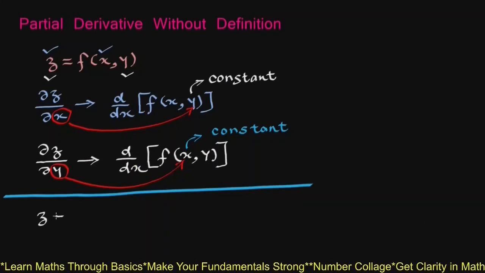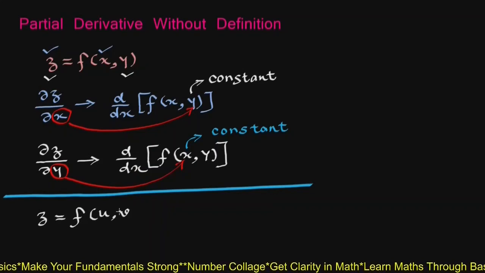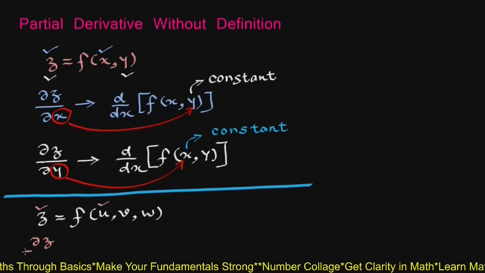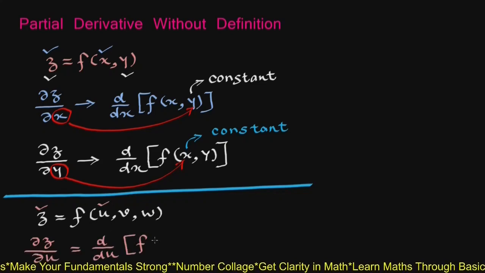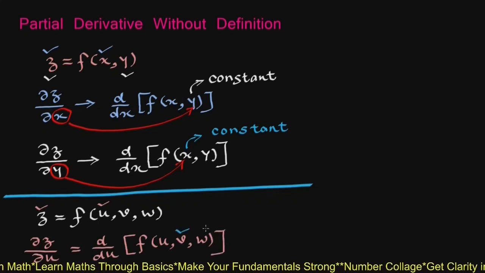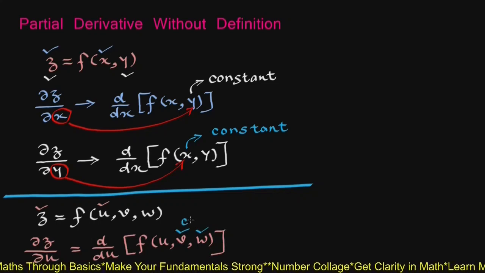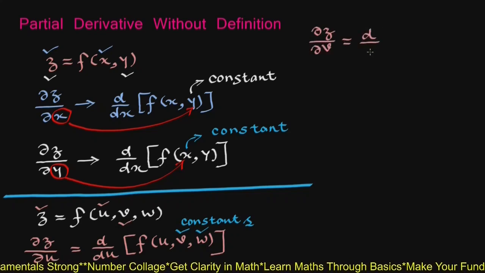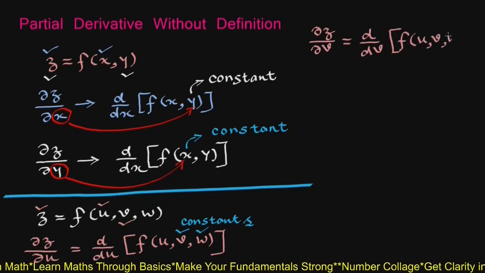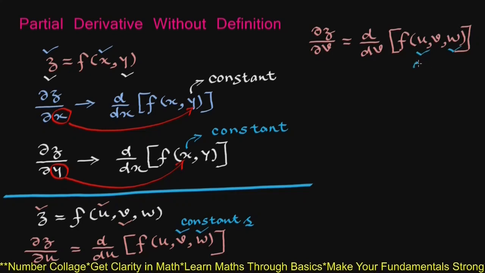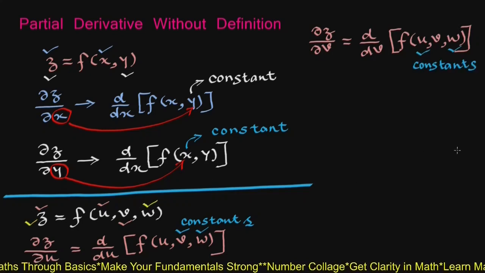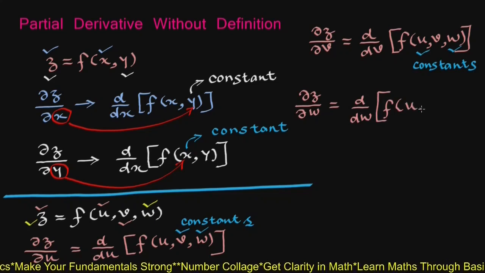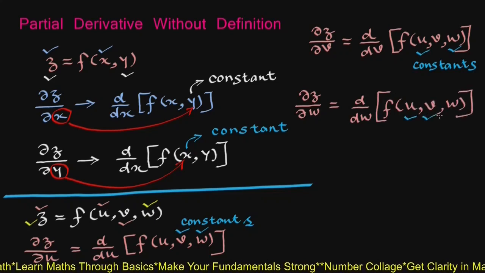Similarly, if z is a function of three independent variables u, v and w, in this case partial derivative of z with respect to u will be ∂z/∂u, which will be d/du of f(u, v, w), where v and w are treated as constants. Partial derivative of z with respect to v will be ∂z/∂v equals d/dv of f(u, v, w), treating u and w to be constants, and partial derivative of z with respect to w will be ∂z/∂w equals d/dw of f(u, v, w), treating u and v to be constants.